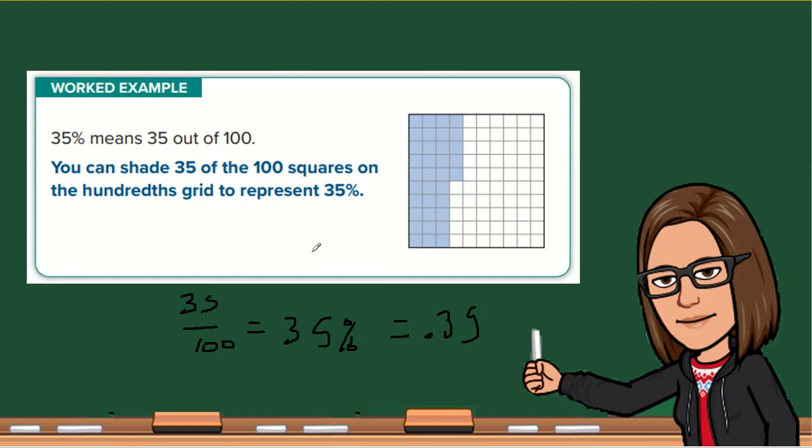So basically a percent is something out of 100, and it's going to have this little sign, that's the percent, and that is it. And you're going to do a few of these problems next.